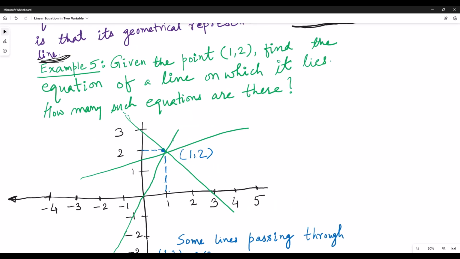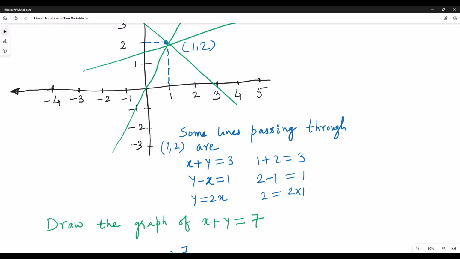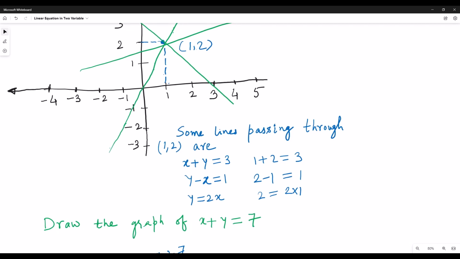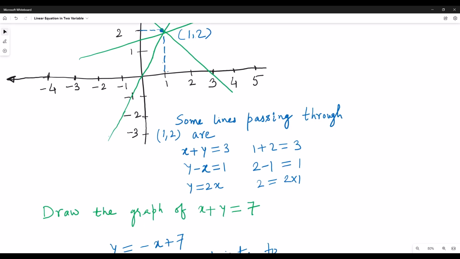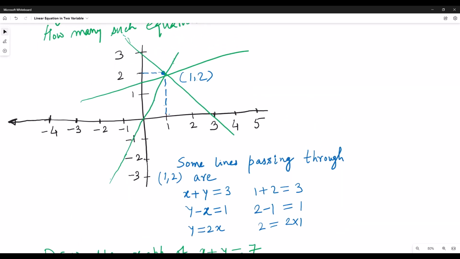So the problem is asking you, given the point (1, 2), find the equation of a line on which it lies. It lies on infinitely many lines. There is no unique line on which this point lies. So the equation can be anything. Some lines passing through (1, 2) are x plus y is 3, or y minus x is 1, or y equals 2x. All these lines pass through (1, 2).